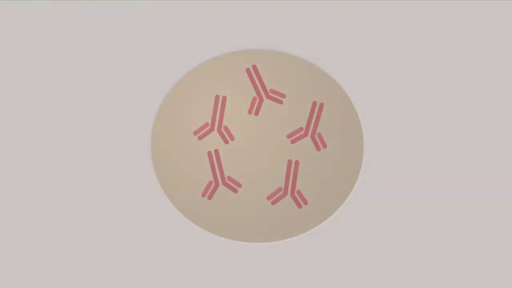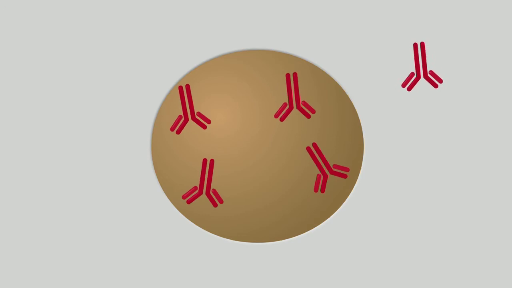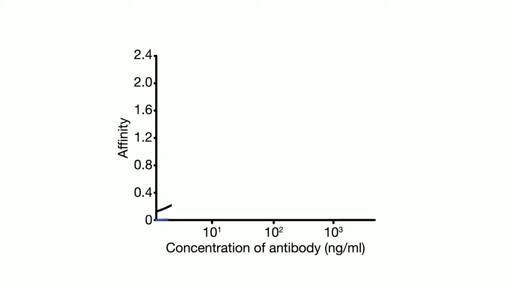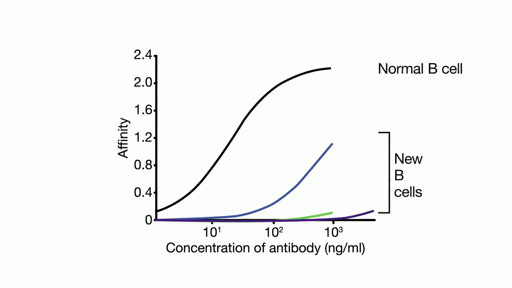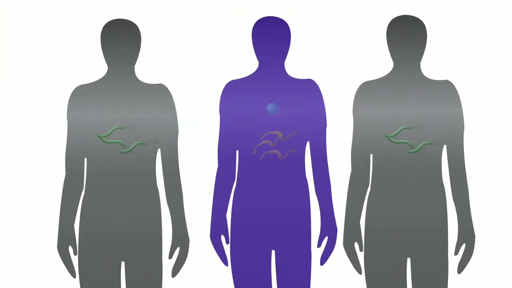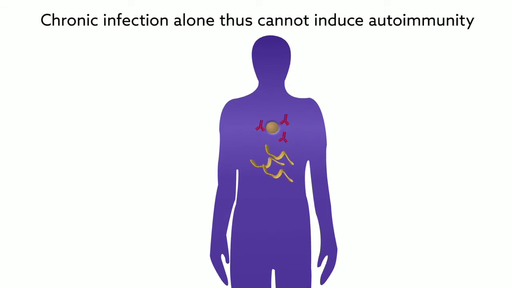Surprisingly, however, the B cells did not release significant amounts of the antibody, perhaps because of a safety mechanism that counteracts autoimmunity. They were also not mature enough to produce antibodies with a high affinity for self-antigens, which is required for autoimmunity to develop. These results explain why the production of self-reactive antibodies in response to bacteria and other pathogens is uncommon in healthy individuals, despite the frequency of chronic human infection. Chronic infection alone thus cannot induce autoimmunity.